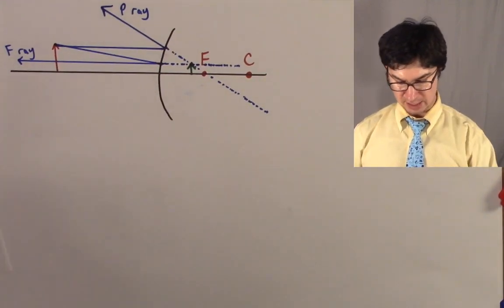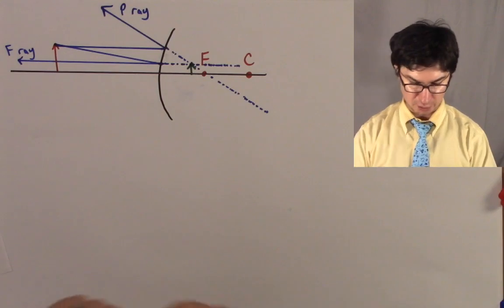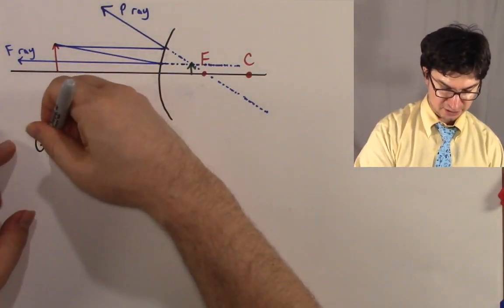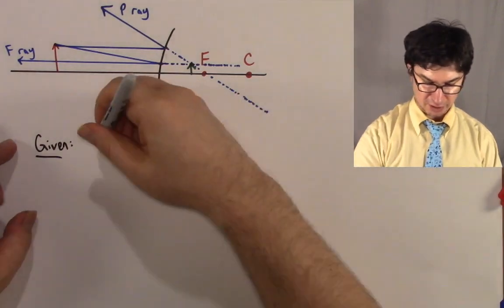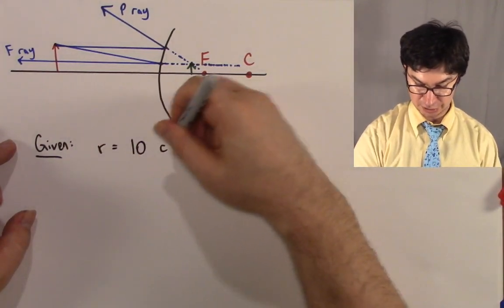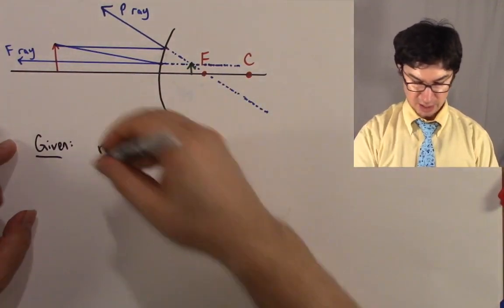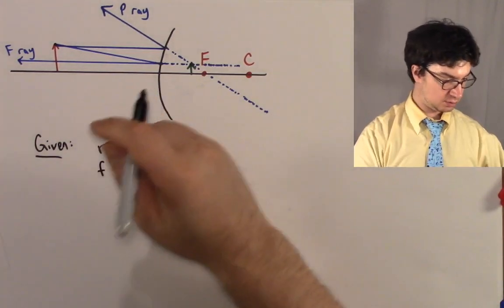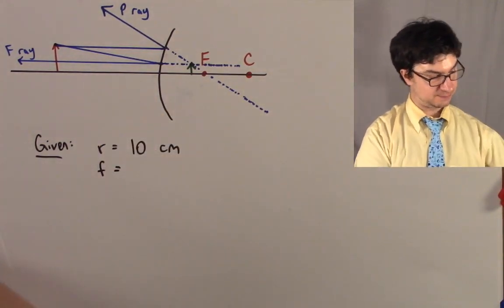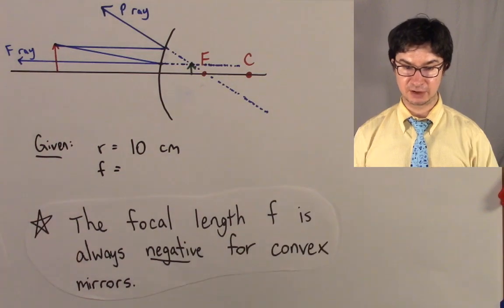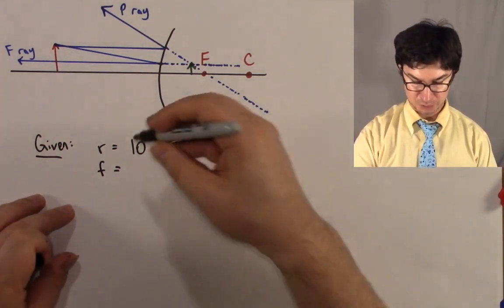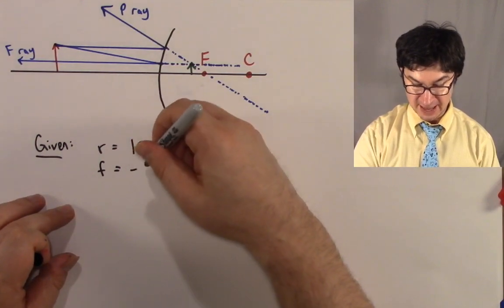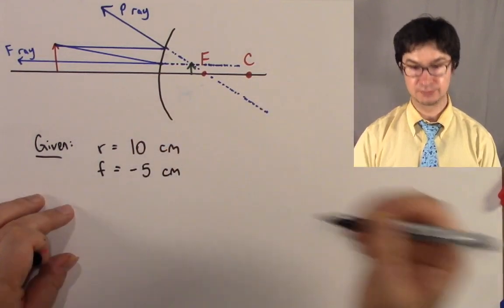So let's go ahead and apply the mirror equation. Let's go over our givens real quick. So our givens, in this case, I think I chose some different numbers. Yep. So our radius of curvature, we're going to make it 10 centimeters. Switch it up a little bit. The focal length, again, we said that the focal length is always negative for convex mirrors. This is a convex mirror. So the focal length is going to be half of 10, so 5, but negative 5 centimeters.